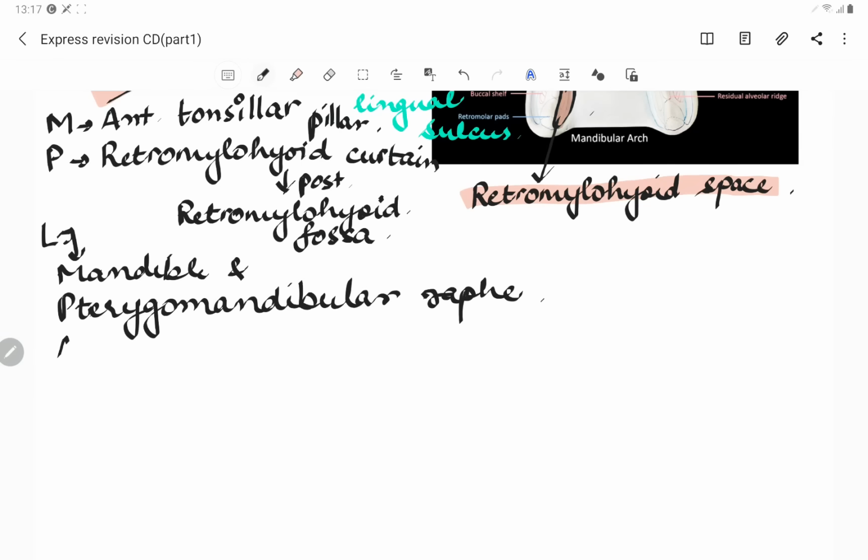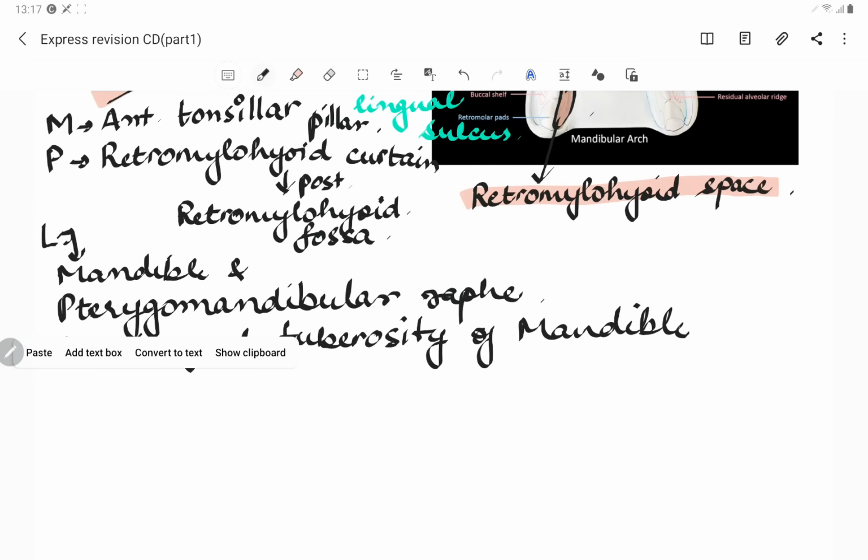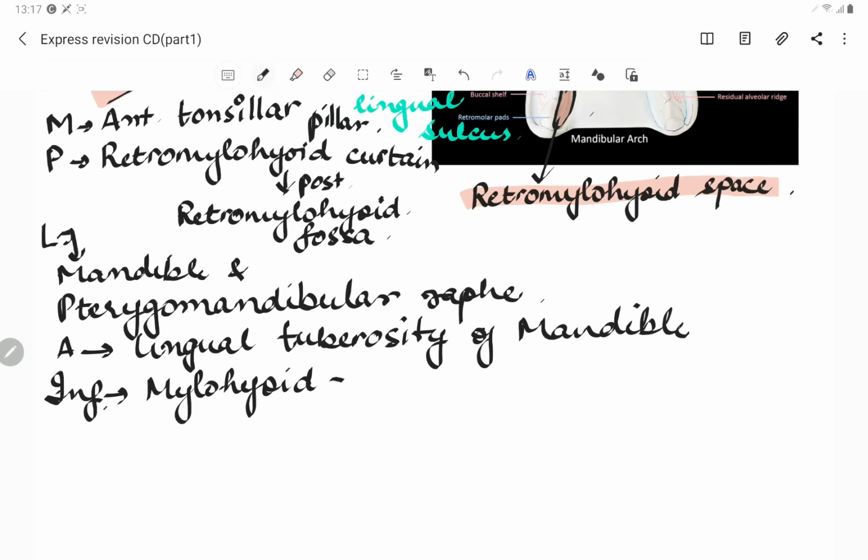So anteriorly we have the lingual tuberosity of the mandible, and inferiorly we have got the mylohyoid muscle. That means inferior to it is the mylohyoid muscle.